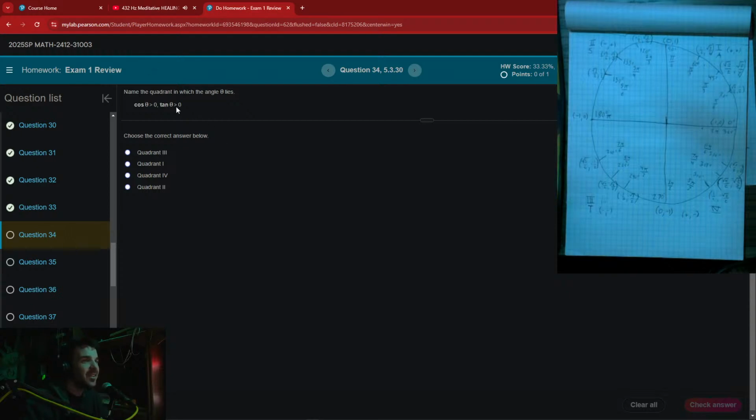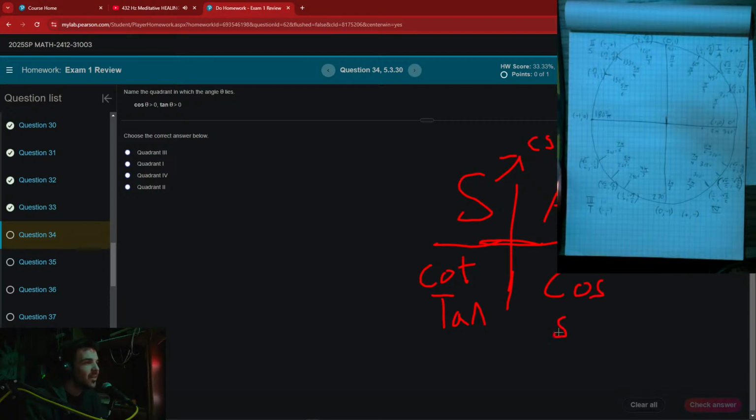Anyway, name a quadrant in which the angle lies. So for this, all are positive in quadrant 1. Sine is positive in quadrant 2, and its reciprocal, cosecant. Third quadrant, cotangent and tangent are positive. In the fourth quadrant, cosine and secant are positive.